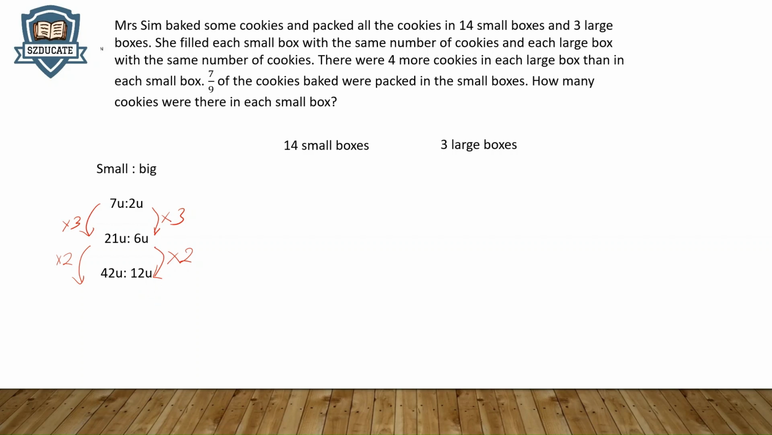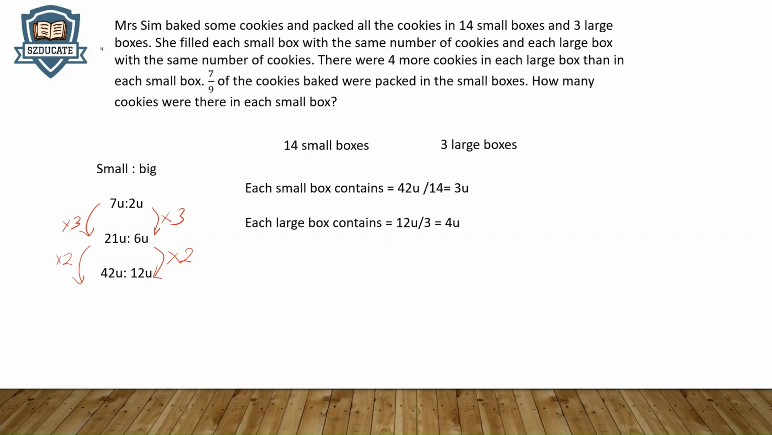So now let's calculate how many units of cookies we have in each box. We take 42 units divided by 14. We have 3 units in each small box. And we have 12 units divided by 3. We have 4 units in each large box.